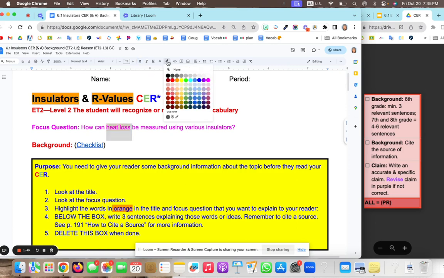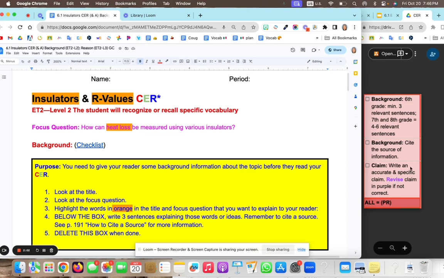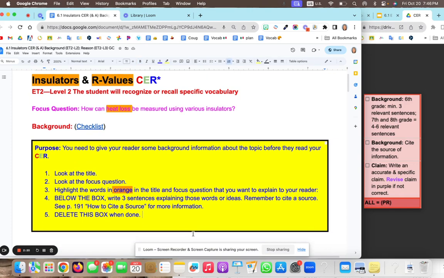So I know I have to give some background information about these topics in order to support my reader so that they understand the evidence and reason that follow. So I have the background checklist here. It's also on page 1 of your ISN. It says background for 6th grade, you need a minimum of 3 sentences and they have to be relevant. In 7th and 8th grade, that level goes up. So I'm basically looking for 3 things. I'm going to write them here just so we have them.